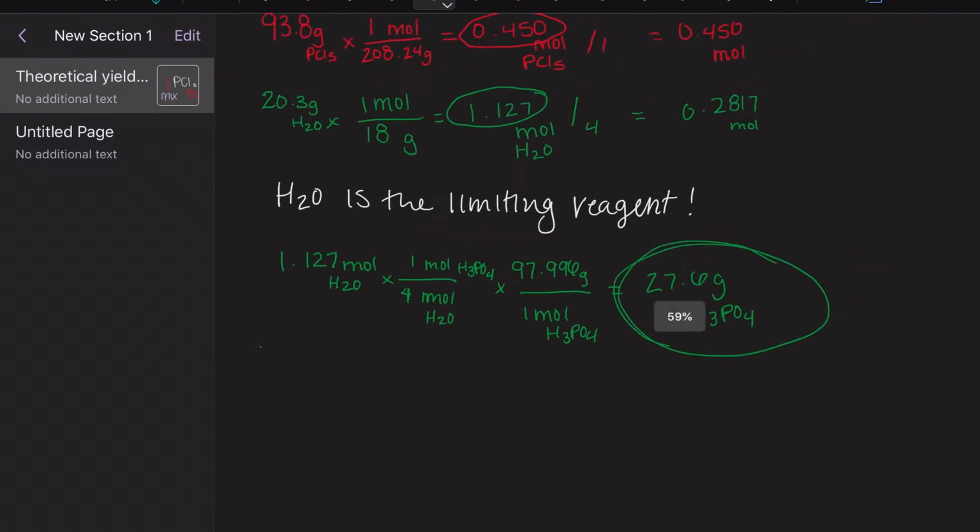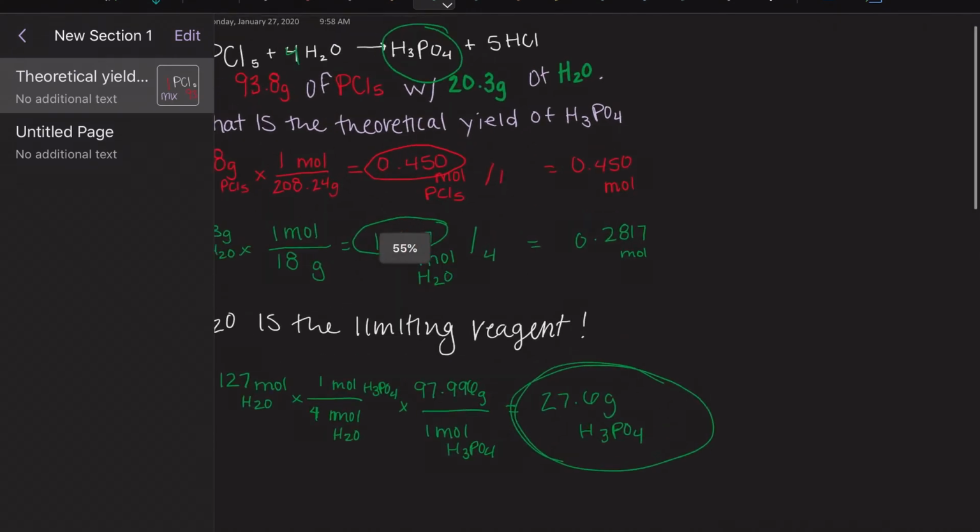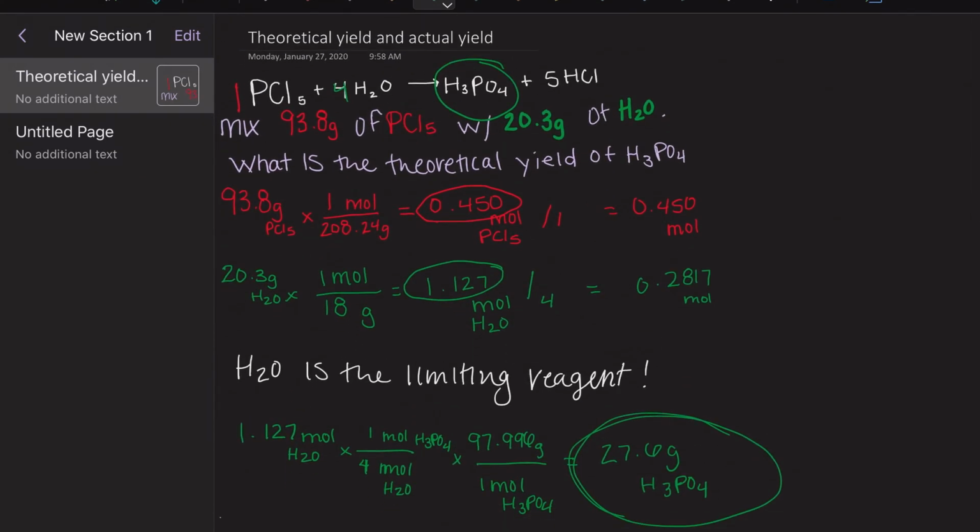You may notice that I started with 1.127 as opposed to 0.2817. I did that because 1.127 is the moles we're actually putting into the reaction. When we divide by 4 right here, we're doing that just so that we can compare our moles to one another to figure out which one's the limiting reactant. We really want to use the moles that we put in.